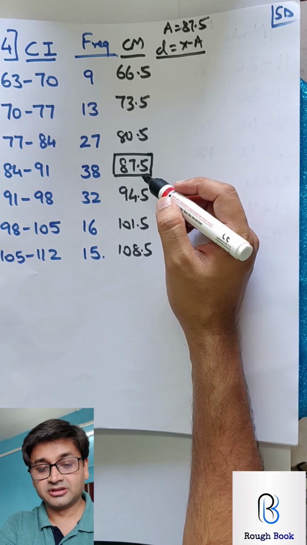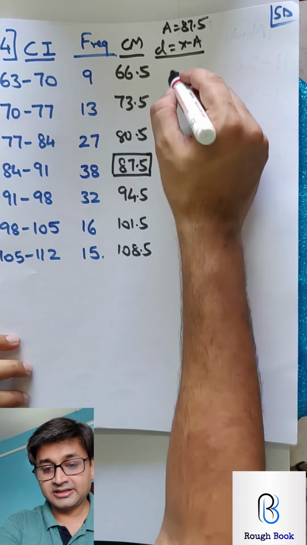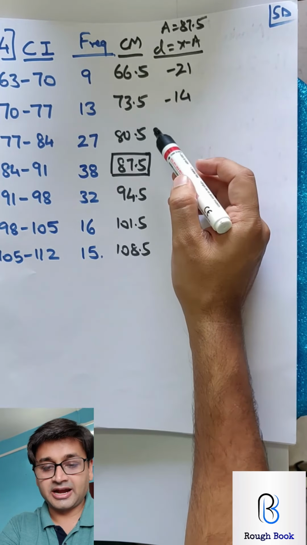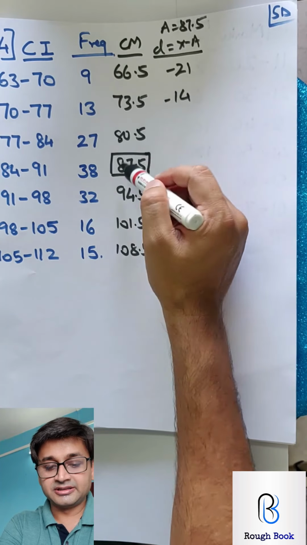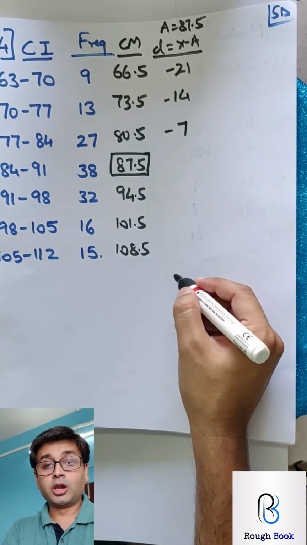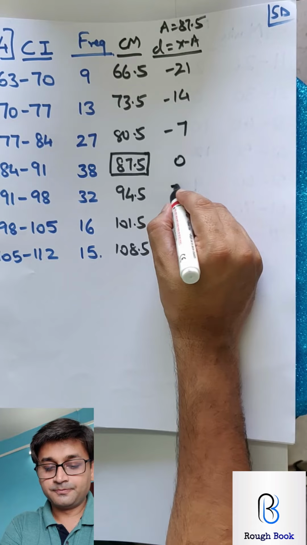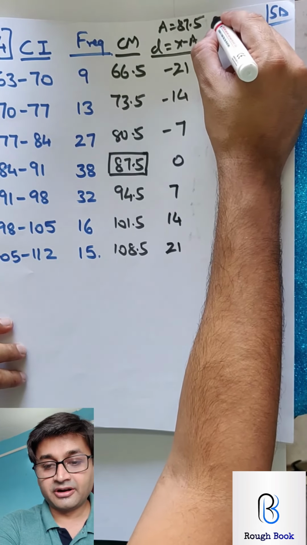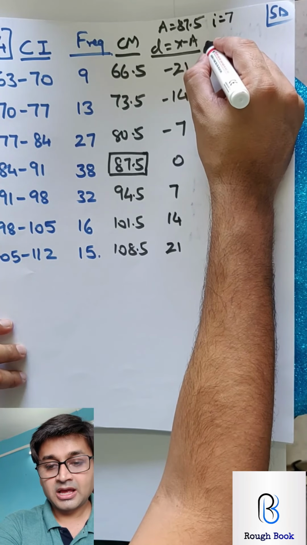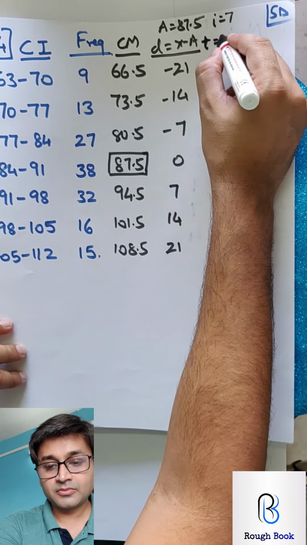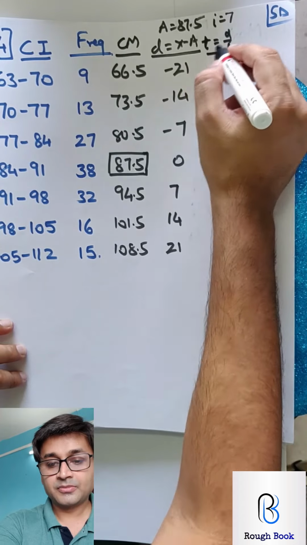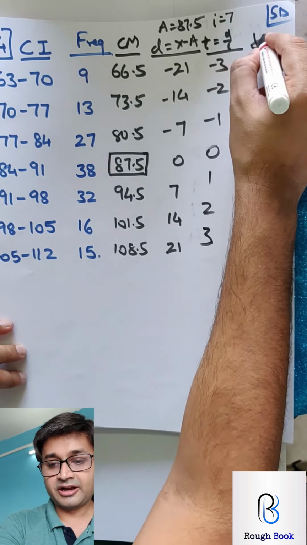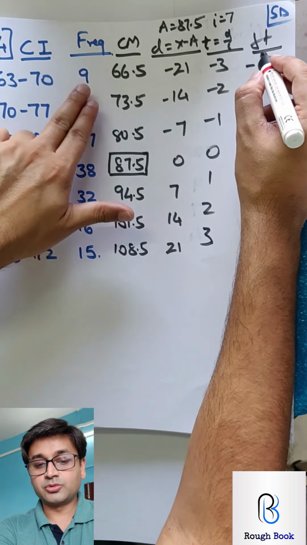Now what is the difference here? So 21, I guess, that to negative. Here it will be minus 14, I guess. Let me add and see. 73, 83, 87. Correct. Here it should be 7. All multiples of 7 it will be: 0, 7, 14 and 21. So now I will take D divided by 7. So I is 7 and T is equal to D upon I. So minus 3, minus 2, minus 1, 0, 1, 2 and 3. Finally FT.